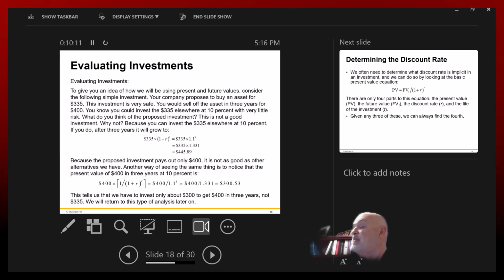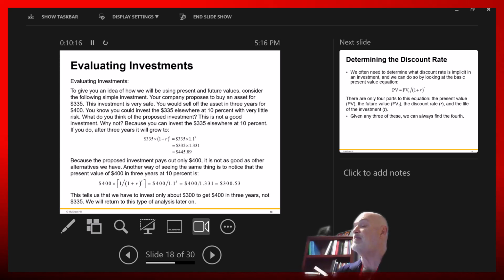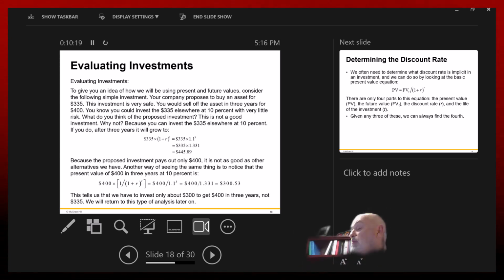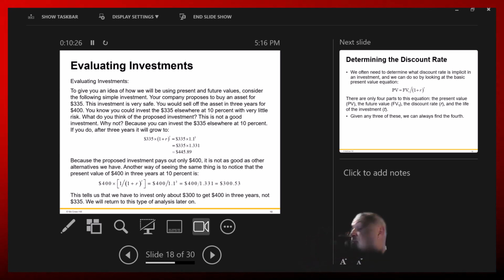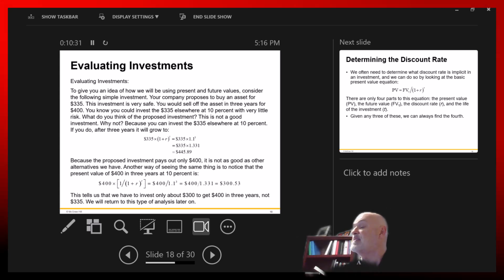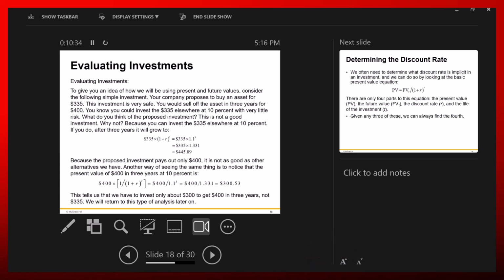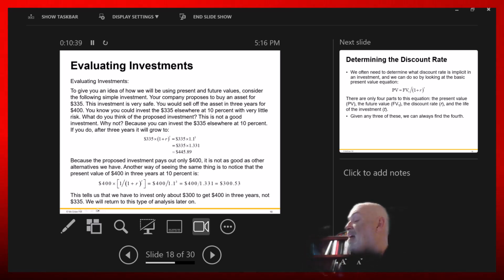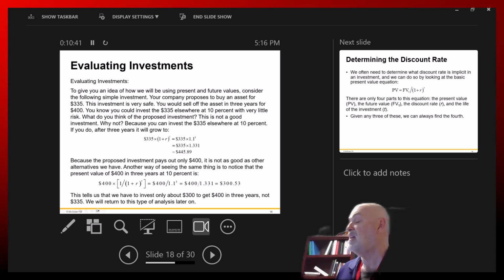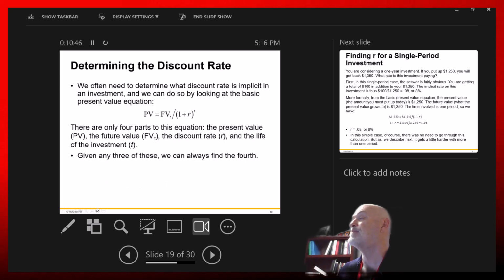This is not a good investment. Why not? Because you can invest the $335 elsewhere at 10%. If you do, after 3 years, it will grow to $445.89. Because the proposed investment pays out only $400, it is not as good as other alternatives we have. Another way of seeing the same thing is to notice that the present value of $400 in 3 years at 10% is $300.53. This tells us that we have to invest only about $300 to get $400 in 3 years, not $335. And we'll take a look at this type of analysis later on.